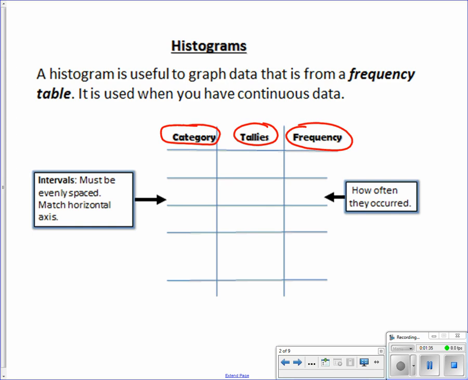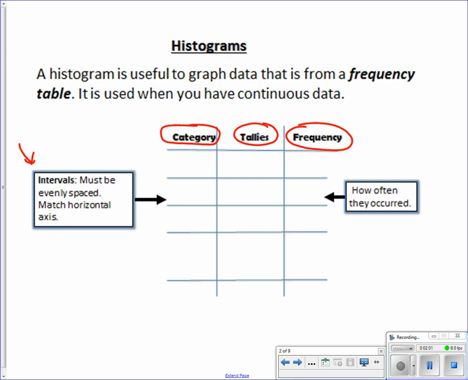Here's the thing about categories in a histogram. Typically, they are numbers, and they have to be evenly spaced, no gaps between the numbers. So when I make my intervals, as it says right here, I must make sure they're evenly spaced. They're going to match my horizontal axis when I get to my graphing, and they need to be even and no gaps as we go through them.